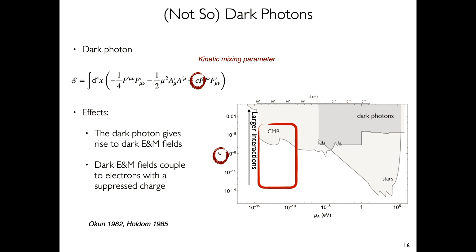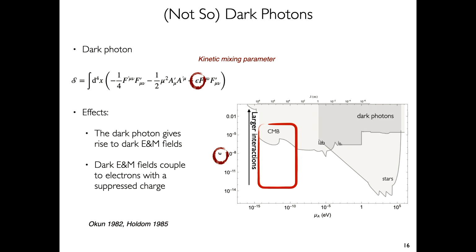This is the model that we're considering. So you have an action with a dark photon, indicated by the prime fields, with mass mu. And then you have a kinetic mixing epsilon between the dark photon field and our photon. So this is a very general model that happens whenever you have any charged particles that at some scale are charged under both gauge groups. And this has been used as a model of dark photon interactions since the 80s.